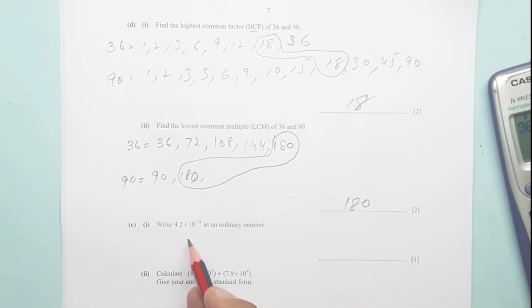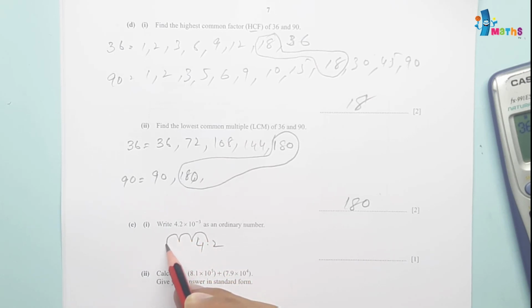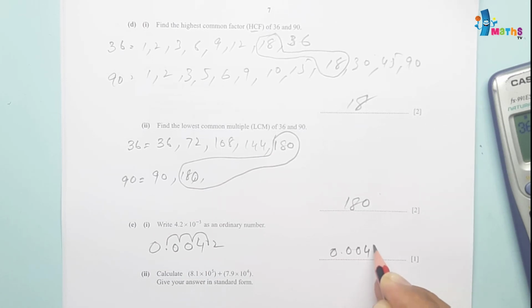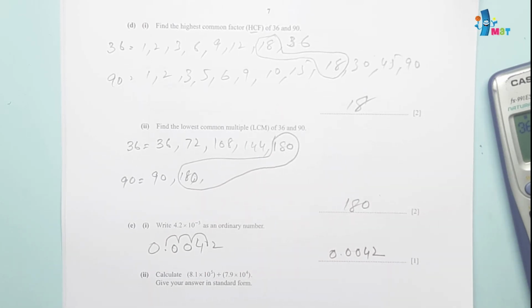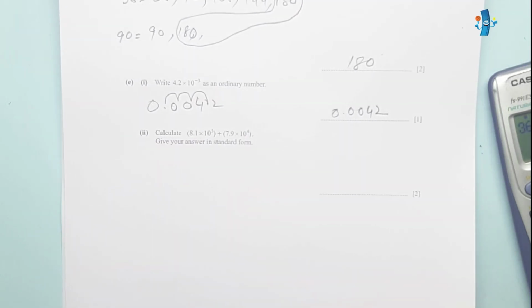Now we have to write it as an ordinary number, and this is 4.2. This decimal will have to take 3 jumps to the left, so 1 jump, 2 jumps, 3 jumps, and the decimal will be here, so we put 2 zeros, so this will be 0.0042. If the power is negative, we take jumps to the left side, and if it is positive, we take jumps to the right.